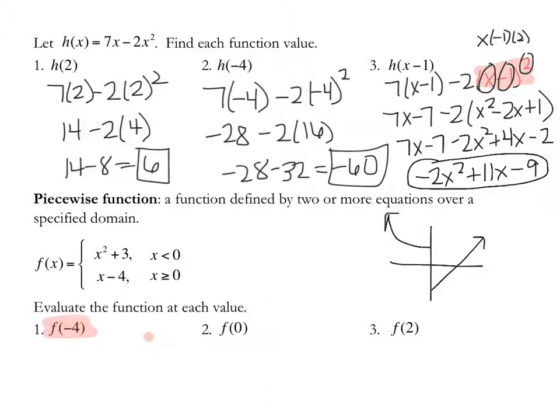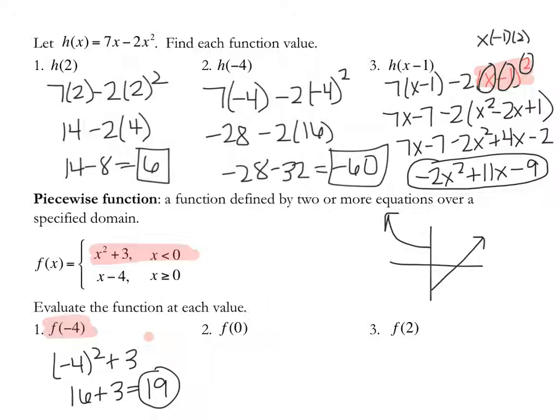So since I'm looking at -4, I have two options right now. I have x is less than 0 or x is greater than or equal to 0. I need to figure out where -4 falls. -4 is going to fall in the one that says less than 0. So that's the one I'm going to plug into here. I'm going to plug in -4 squared plus 3. That's 16 plus 3 equals 19. You're just looking for the correct output value. There will only be one answer.